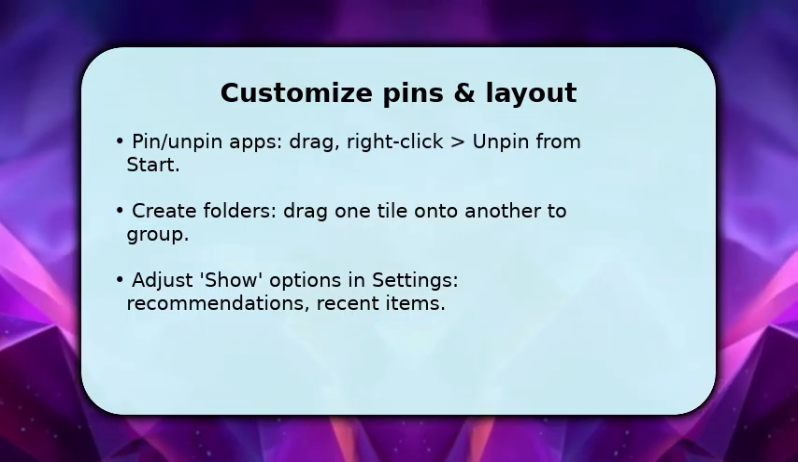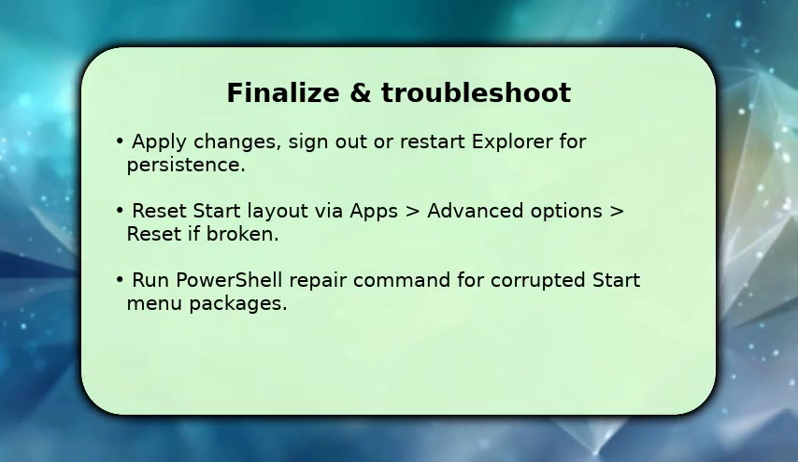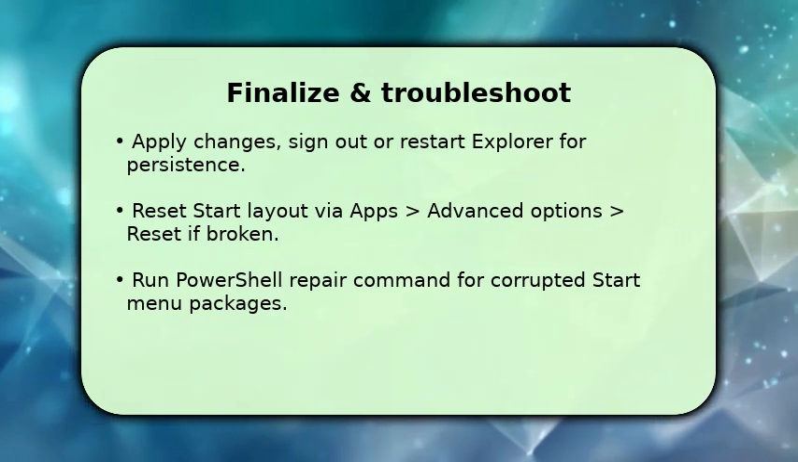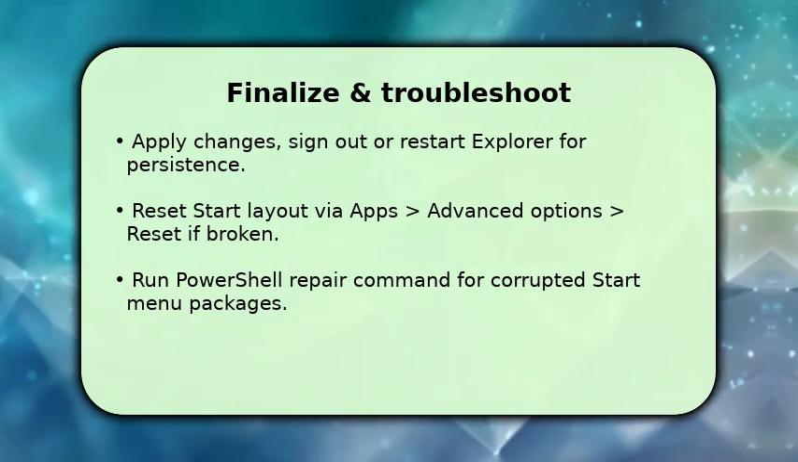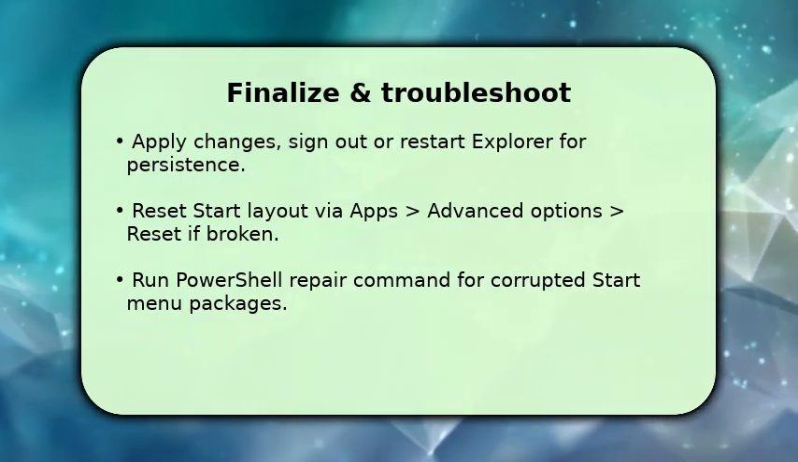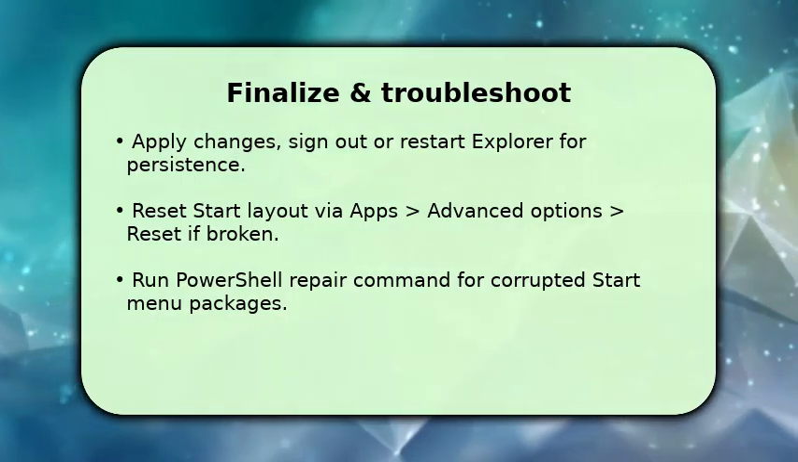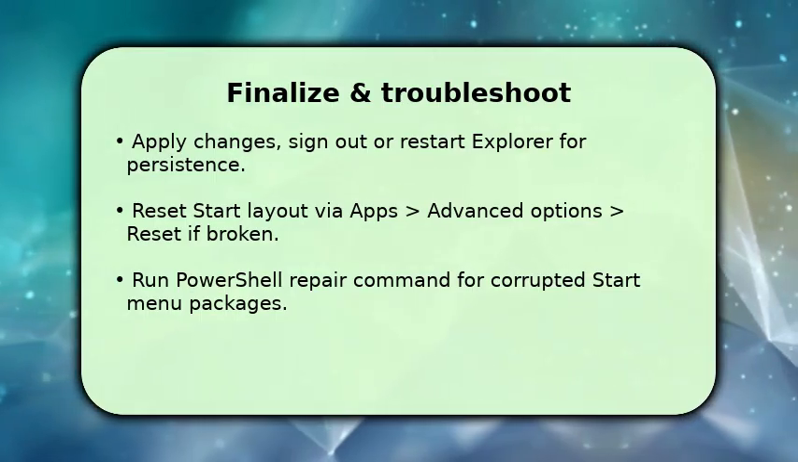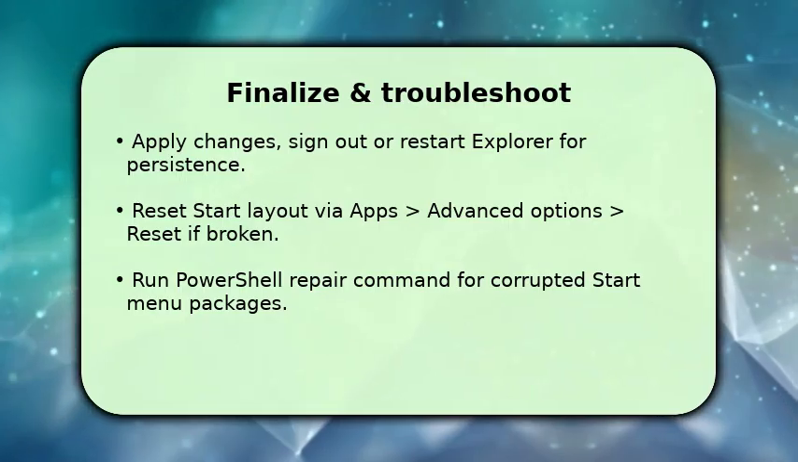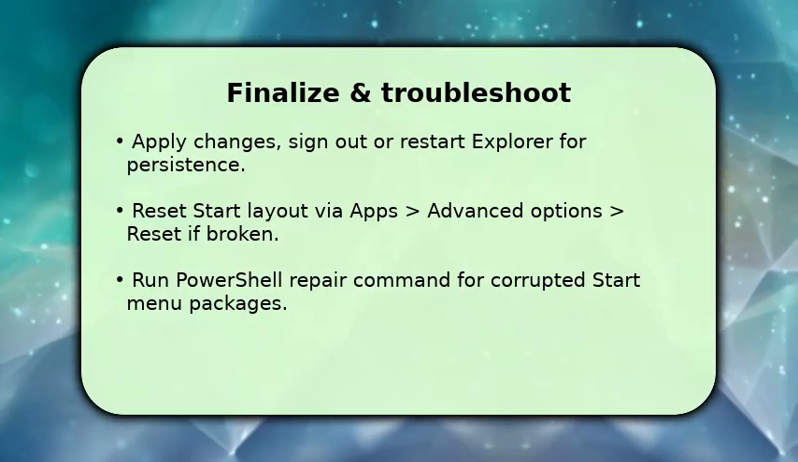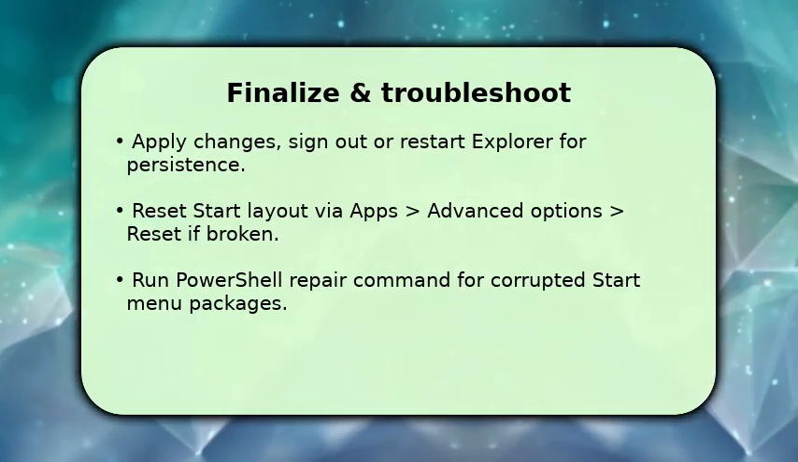These mid-process steps finish, apply changes and restart Explorer or sign out to ensure the Start layout persists. Make sure to sync if you want the same setup elsewhere. If Start misbehaves, try App's advanced options on specific apps and hit Reset. Once done, check again. As a strong troubleshooting step, use PowerShell Repair to re-register Start packages if tiles fail to load. If that still fails, restore your backup or system restore point to revert quickly.